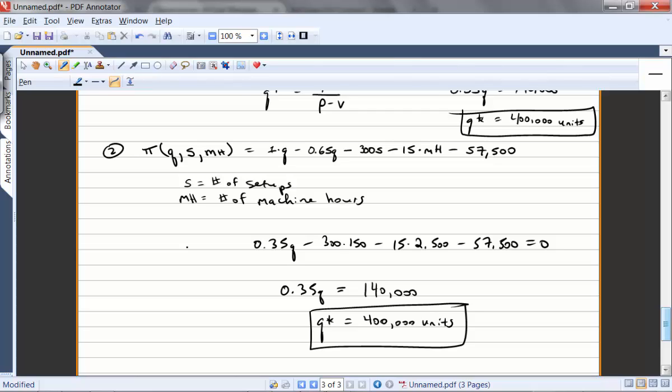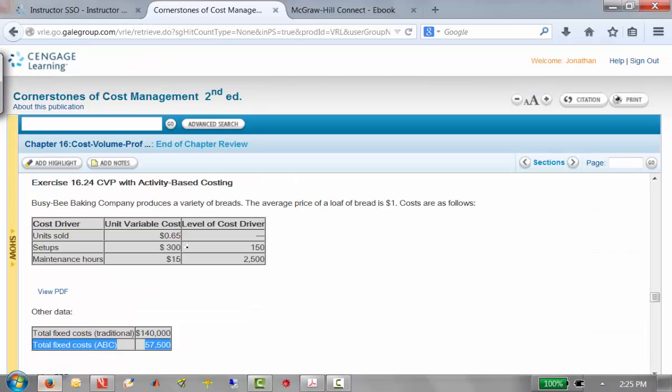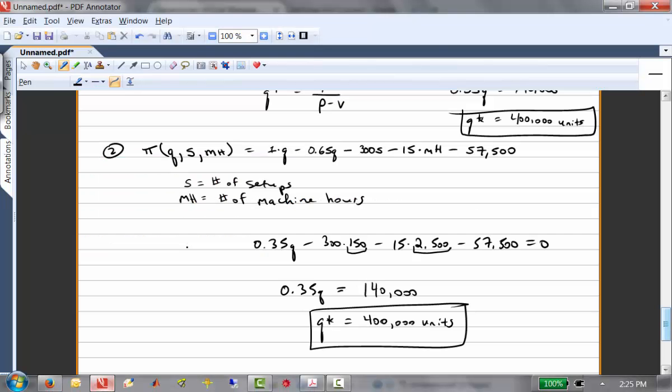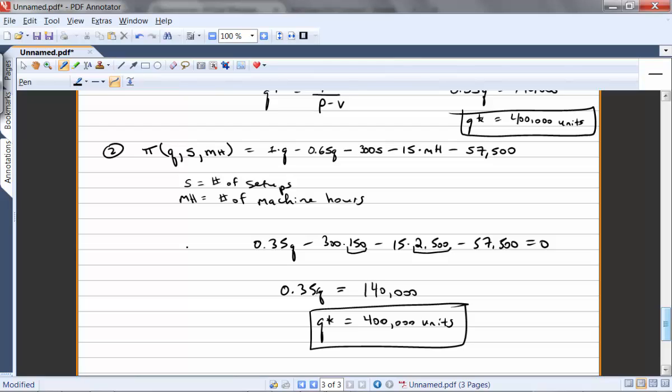You might wonder, how do I get the number of setups and the number of maintenance hours? Well, they were given to us right here. And we're solving for Q, the number of units that we must produce to break even. We don't have to solve for S or MH. They're given to us.